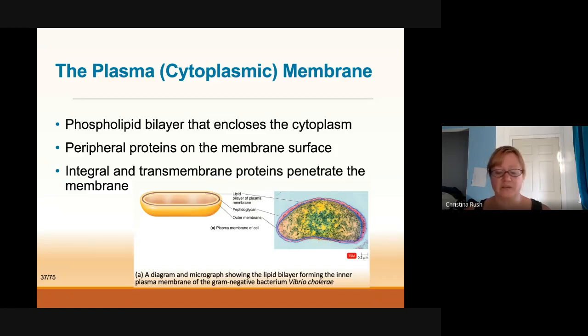Now integral means integrated into, and transmembrane means trans is from one side to the other, like the transcontinental highway, or I think it was a railroad actually initially. So it goes from one end to the other. And so the transmembrane proteins go all the way across. And both of these types of proteins penetrate the membrane and have different functions. Integral proteins are usually for stability. Transmembrane proteins are usually for transport of metabolites or anything that's needed from one side to the other.